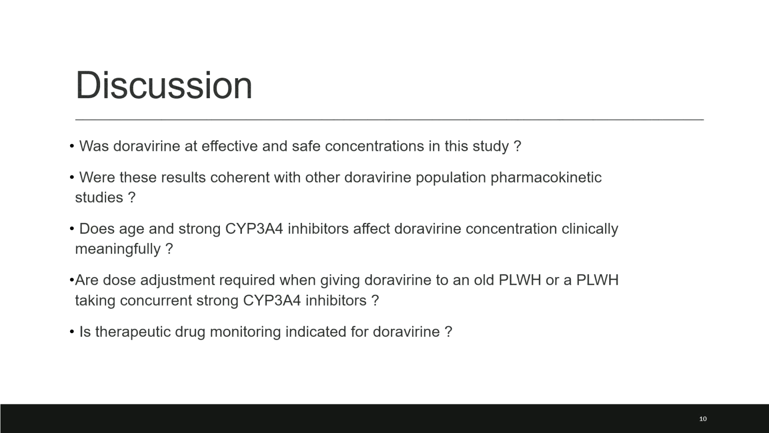So about the discussion, was doravirine at effective and safe concentrations in this study? Well, as I've mentioned, yes, it was. Were these results coherent with other doravirine population pharmacokinetic studies? Well, yes, other population pharmacokinetic studies have shown the statistically significant effect of age and strong CYP3A4 inhibitors on doravirine clearance. However, they weren't judged clinically meaningful. And that's what we also found in our study.